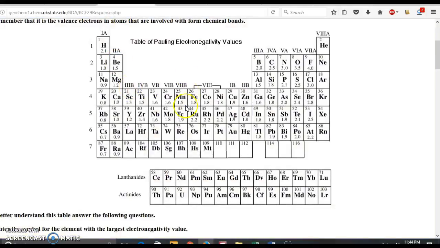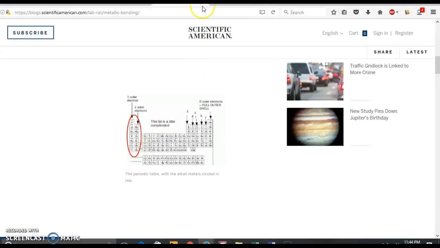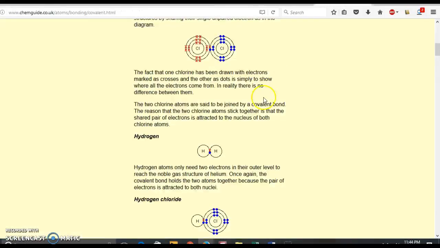Now here in our periodic table, this actually gives you the Pauling's electronegativity values. Now the concept of electronegativity means the ability of the atom to pull an electron towards itself from a bond. So for example, in this bond, you have bond between chlorine and another chlorine atom.